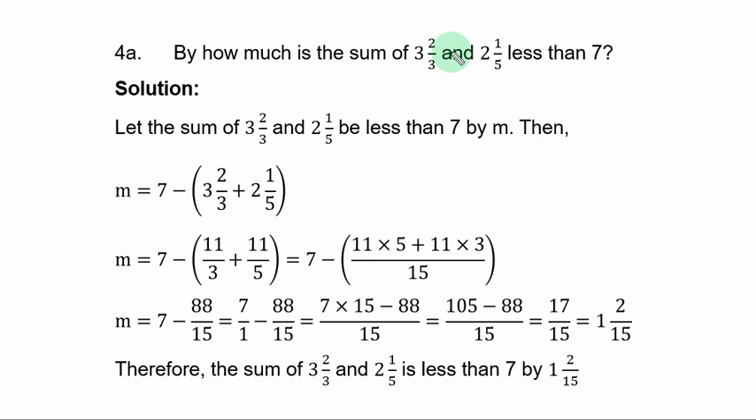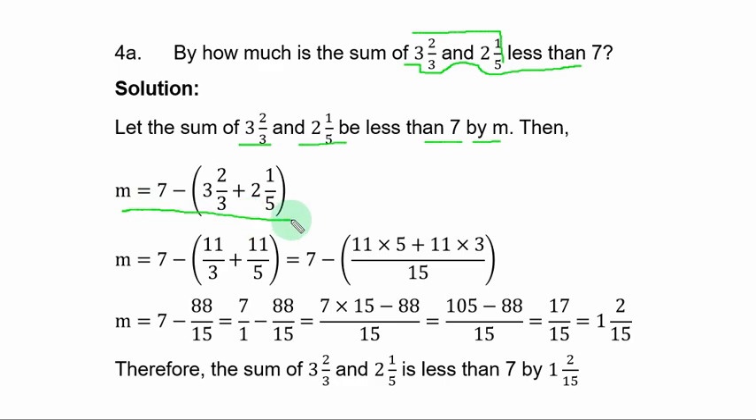Question 4a. By how much is the sum of 3 whole number 2 over 3 and 2 whole number 1 over 5 less than 7? So let the sum of the first fraction and the second fraction be less than 7 by m. What that means is that if you add these two fractions and subtract the sum from 7, the result is equal to m. That's the meaning, and that is what you have here.